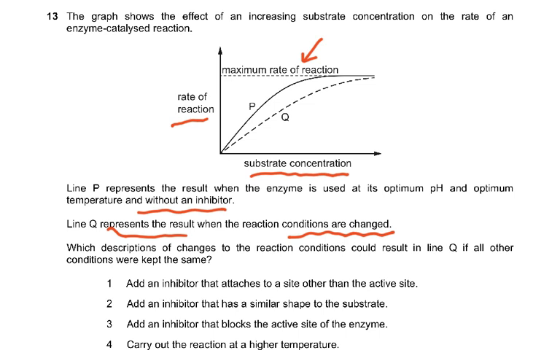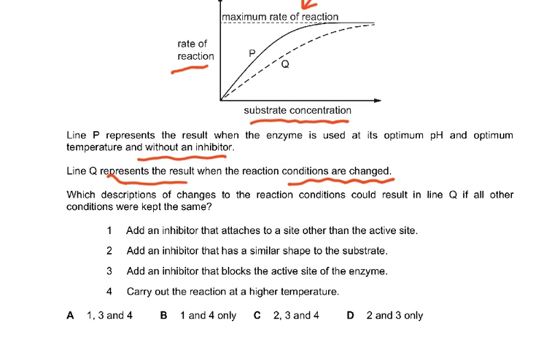Which description of changes to the reaction conditions could result in line Q if all other conditions were kept the same? Add an inhibitor that attaches to a site other than the active site, that is a non-competitive inhibitor. Add an inhibitor that has a similar shape to the substrate, yes, that makes sense. Add an inhibitor that blocks the active site of the enzyme.